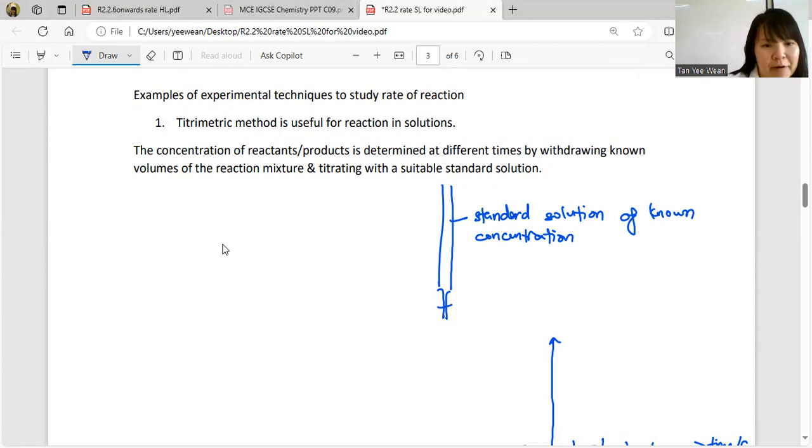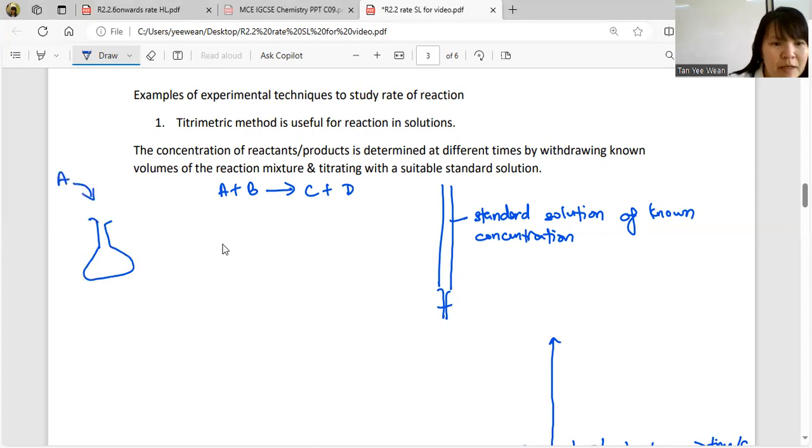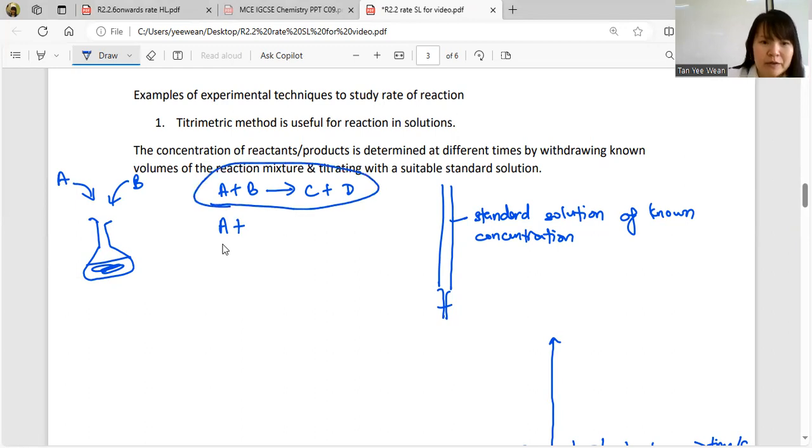Let's say I have a reaction of A plus B, you get C plus D. So A and B are the reactants. Here's where I'm going to run the reaction, A plus B. At the same time, I need another reactant that it can react with, separated from the main reaction that we are researching. We are trying to get the rate of reaction of A and B, not this other reaction. This other reaction is for you to calculate the concentration of A. So let's say I have another solution here, E.